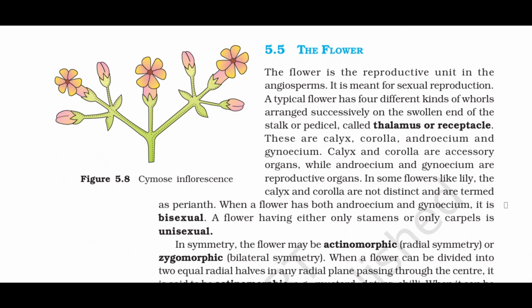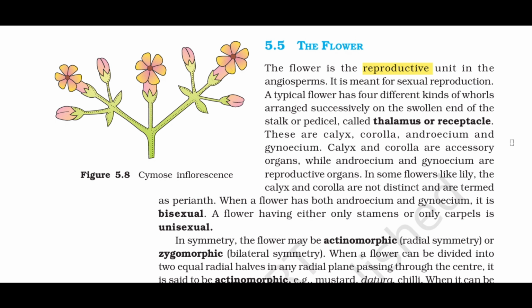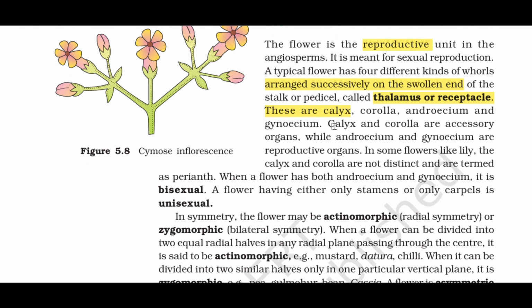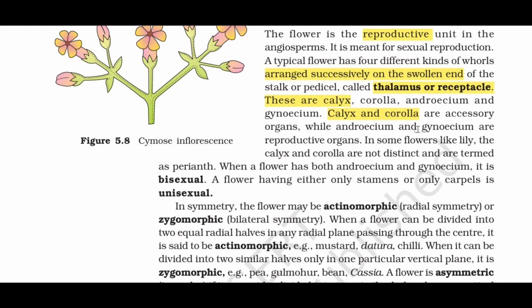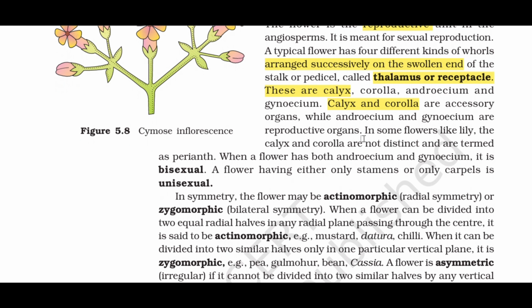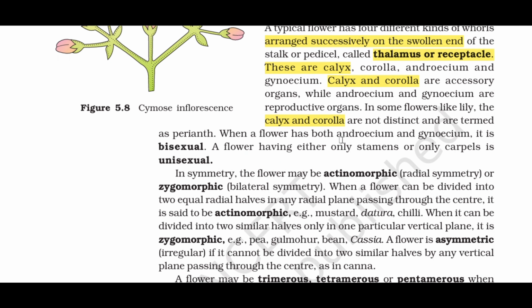5.5 The flower. The flower is the reproductive unit in the angiosperms. It is meant for sexual reproduction. A typical flower has four different kinds of whorls arranged successively on the swollen end of the stalk or pedicel, called thalamus or receptacle. These are calyx, corolla, androecium and gynoecium. Calyx and corolla are accessory organs, while androecium and gynoecium are reproductive organs. In some flowers like lily, the calyx and corolla are not distinct and are termed as perianth.